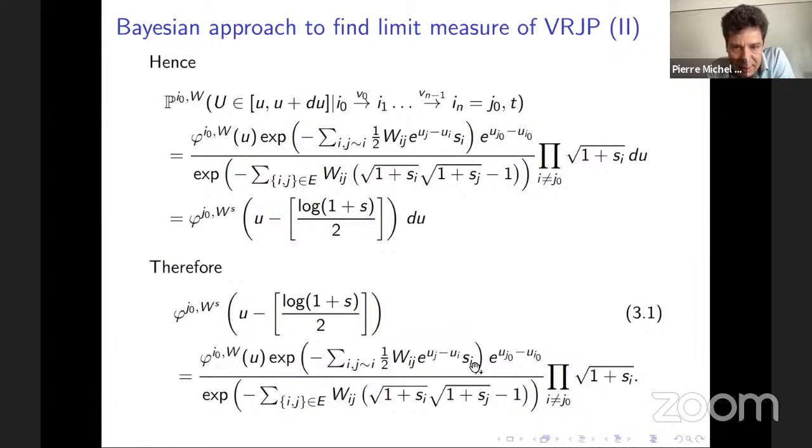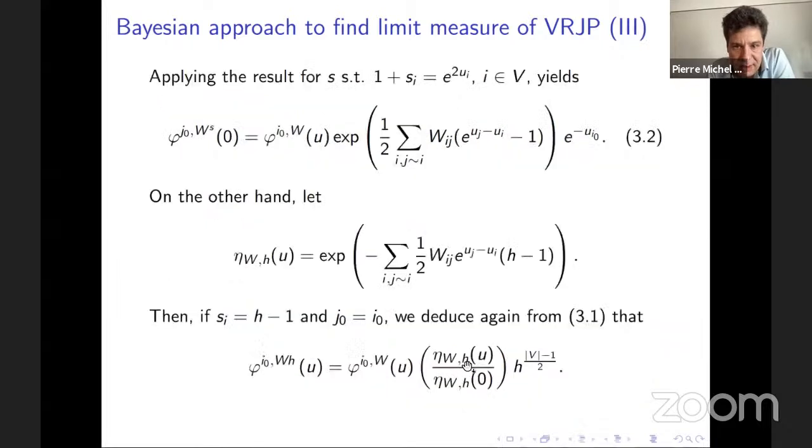If you replace the Si by h minus 1, then 1 plus Si is simply h for all i's. So for instance, the product of the square roots is simply h. Sorry, Si is h minus 1, and therefore you get that phi I0 W h of U is phi I0 W of U multiplied by that quotient. So multiply by h to the v minus 1 over 2.